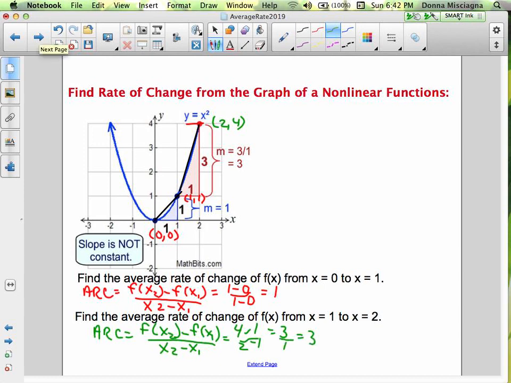So you see that this is a nonlinear function, and it does not have a constant rate of change. So average rate of change is not constant for a function that is not linear.